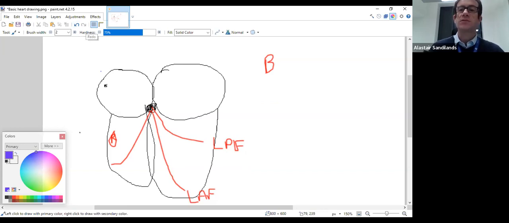So, bifascicular block. Now again, you have right bundle. And this time, if we take out our left anterior fascicle, we will have left axis deviation on the ECG. Left axis deviation, as well as the right bundle.